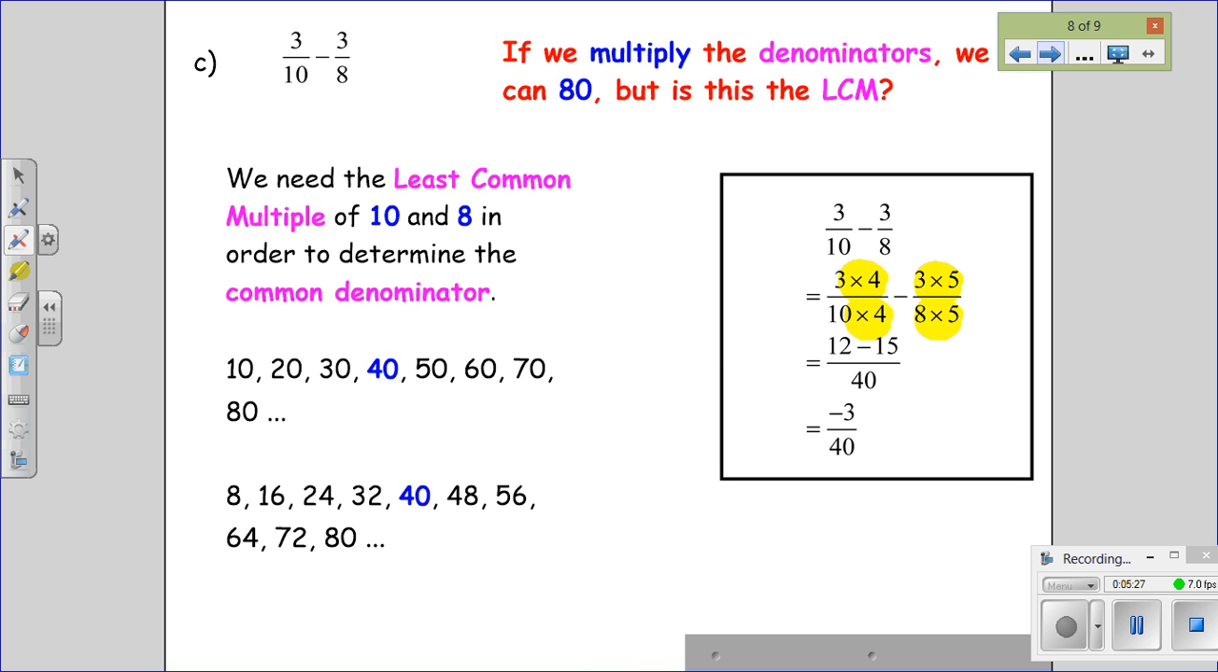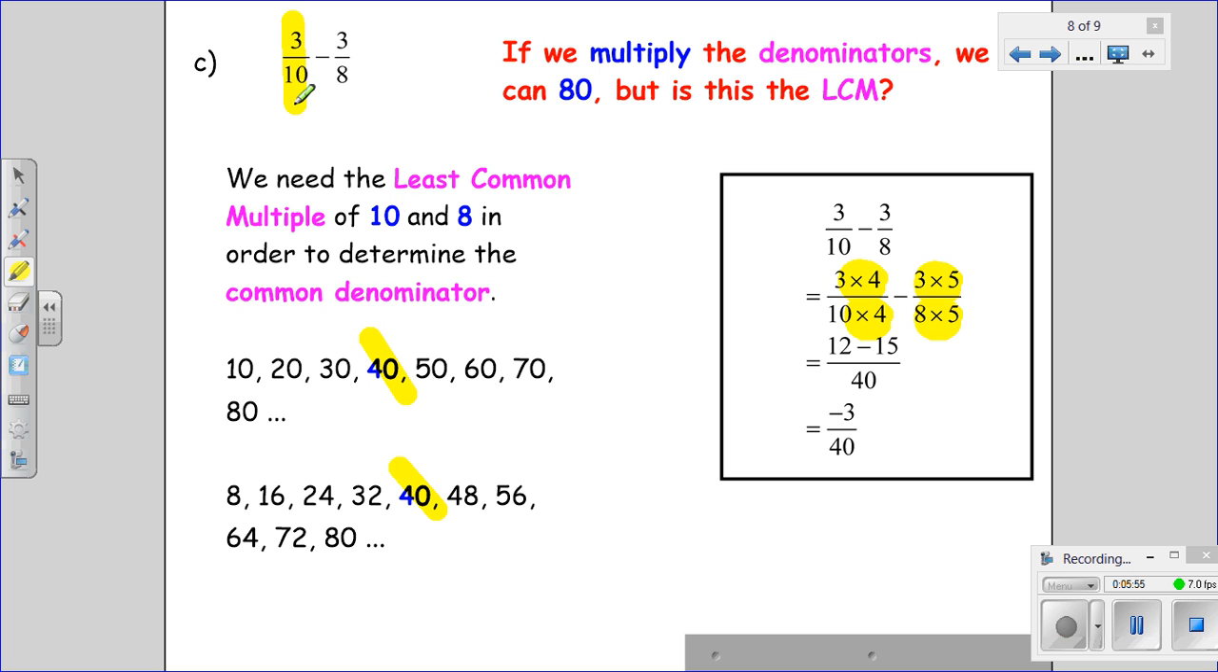But having said that, look at this one here. 10 and 8, the least common denominator, is actually 40, which is not 10 times 8. Okay, so you want to be careful. That's why we use the least common multiple, because if we didn't, we would have to reduce larger numbers and work with larger digits throughout the problem.